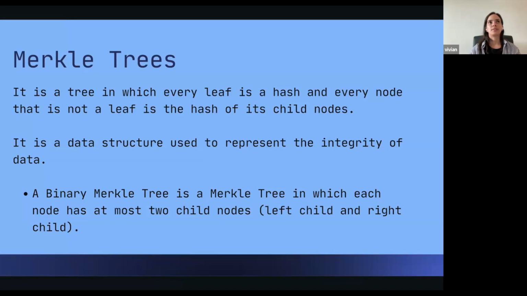For example, you could represent the integrity of data if you hash an entire array, but a Merkle tree is a better solution, since with the array you need all of the elements to get the representation of the data. With the Merkle tree, you only need some nodes, not all the nodes. And a binary Merkle tree is a Merkle tree in which each node has at most two child nodes. They are called left child and right child.